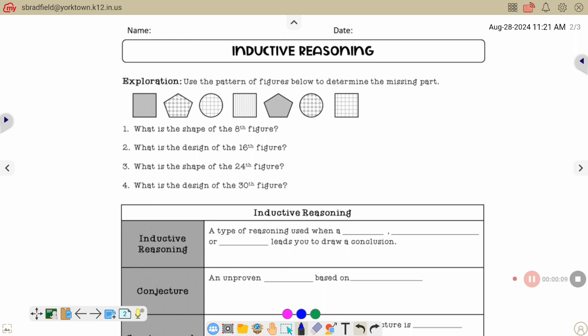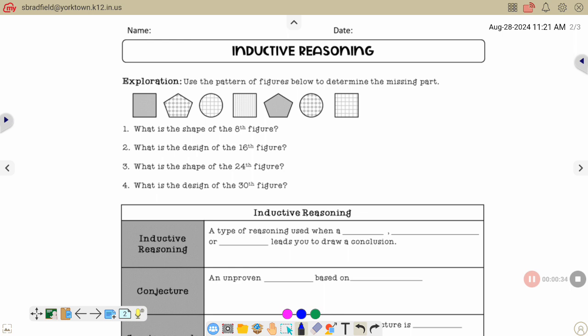Okay? We're going to talk about inductive reasoning. So these are basically ways that we think through things. Inductive reasoning is the first one we're looking at. We have a little example here. It says, use the pattern of figures below to determine the missing parts. So we have a series of shapes, but we also have a series of patterns.